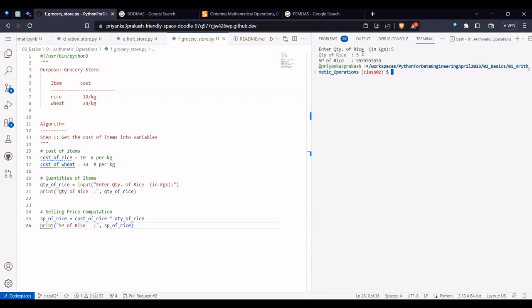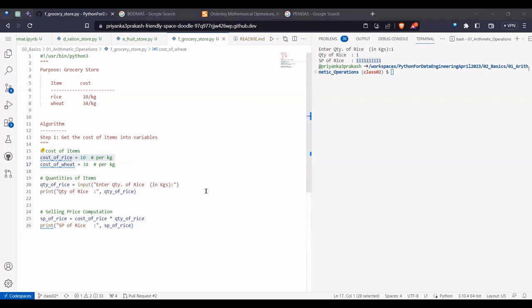Now what is the selling price? Oh my god, this much quantity, so this much selling price. Why did it happen? Did you see any issue here? They told the cost of rice is 10 only. You gave 5, but still this much. Then it is too costly, I will buy only 1 kg. Even then this much came. What's happening here? That's what you need to understand.